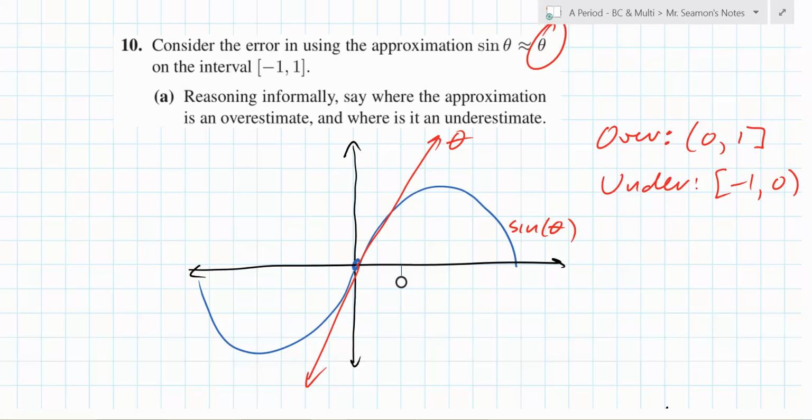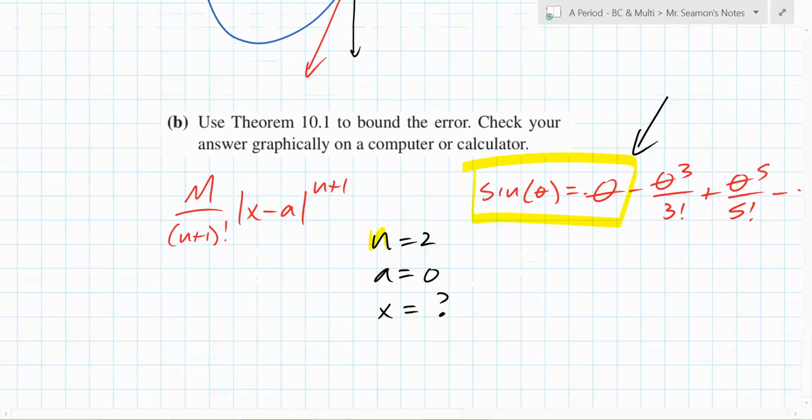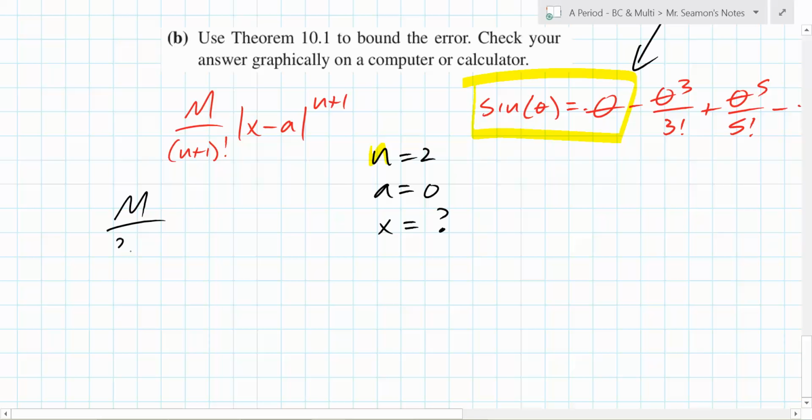Now, does it matter when we plug in 1 or -1? Not really. It's being raised to the 3rd power, right? Because we chose n equals 2. But why does it not really matter about the absolute value? We can put the absolute value in. Why does it not matter if we use plus or minus 1 here?